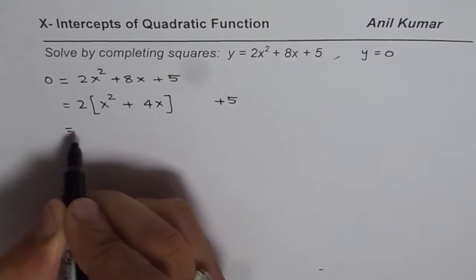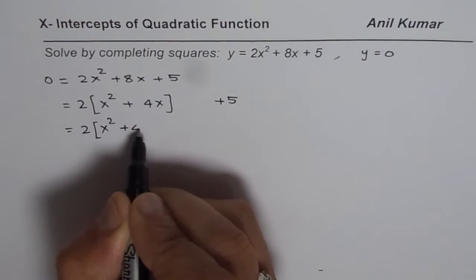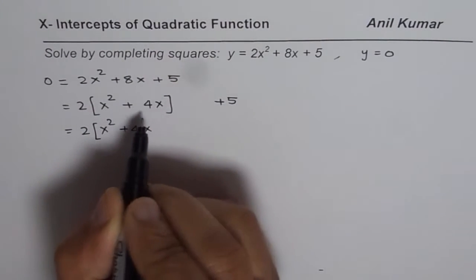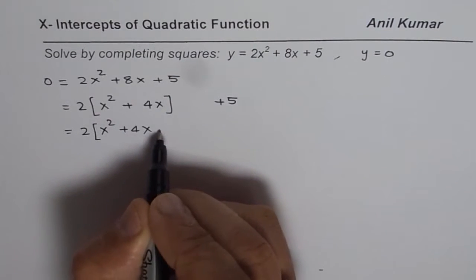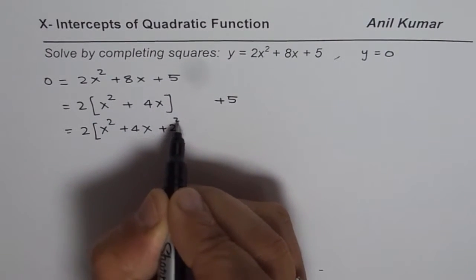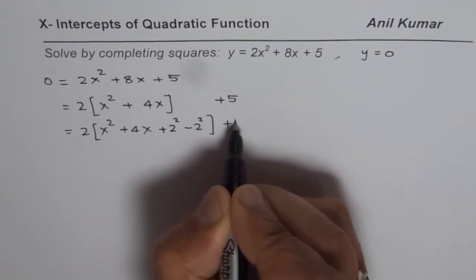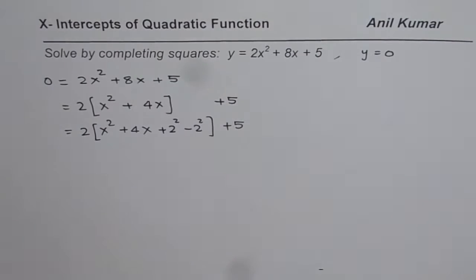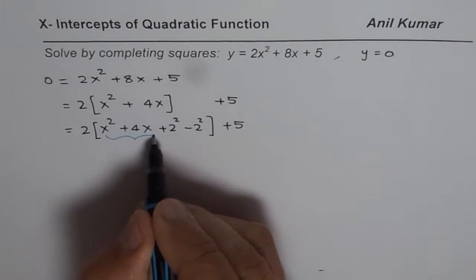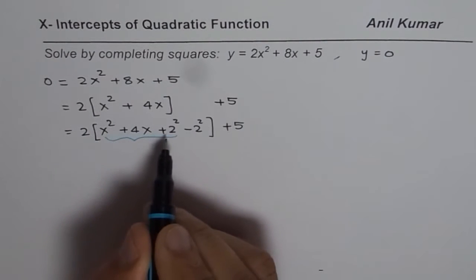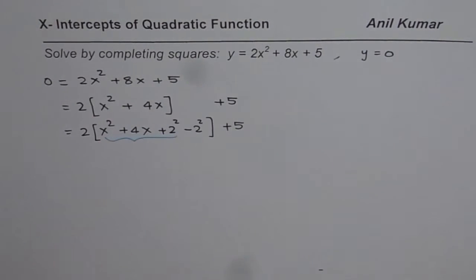Okay. Now the second step is you need to copy these two terms and add and subtract half of the coefficient of x. Half of 4 is 2, right? So we'll add and subtract 2 squared. That is the second step. Now you will notice that the first three terms form a perfect square. x squared plus 2 squared, plus 2ab, right? 2 times 2 is 4. That is how you get it.